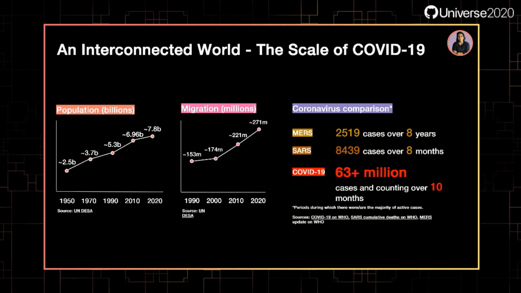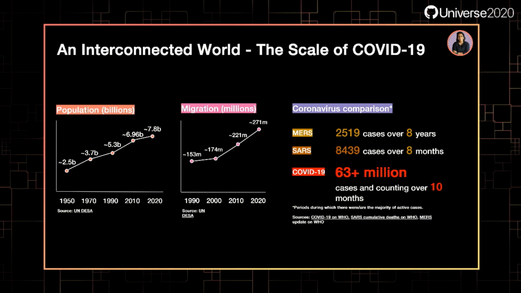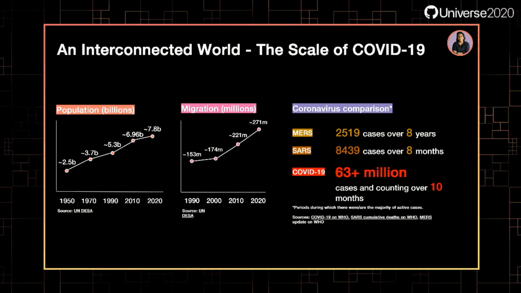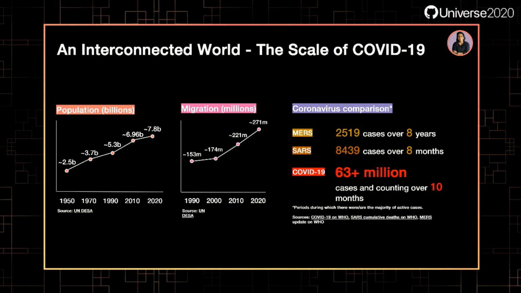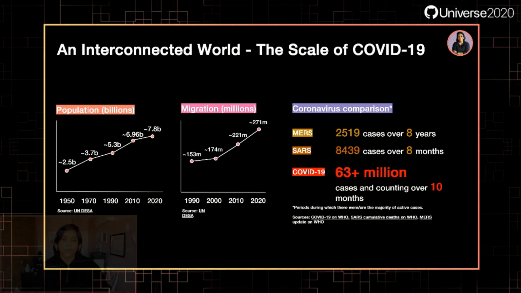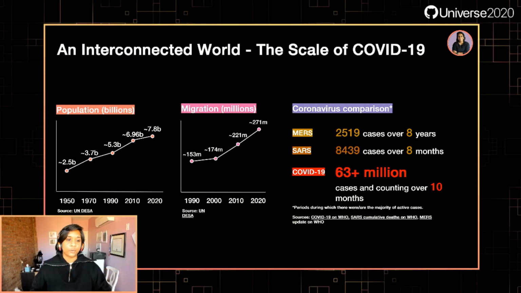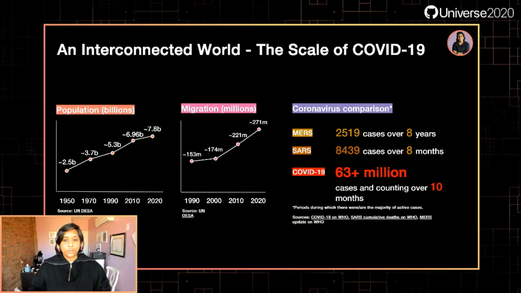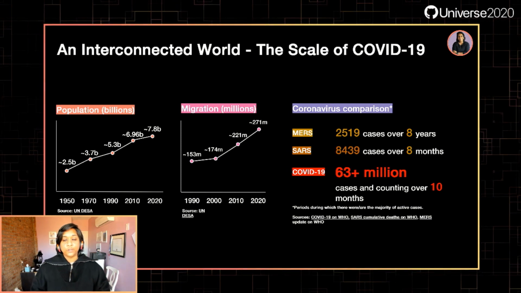Migration is another really interesting number. Back in 1990, there were about 153 million people we could consider asylum seekers or refugees or immigrants who went abroad for work or for school or for family. Today, just 30 years later, that number has grown to 271 million.